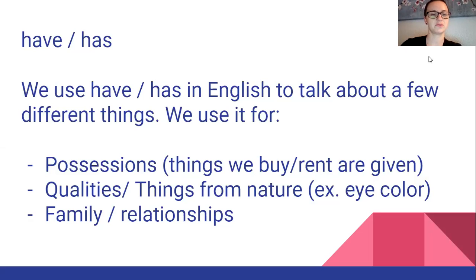We also use it for qualities or things from nature. When we're telling more about something, maybe telling what it looks like. When I say things from nature, I mean things like eye color, hair color, those sorts of things. We're going to talk about that a lot in this slideshow. And then also family and relationships, which we have seen a little bit of already.